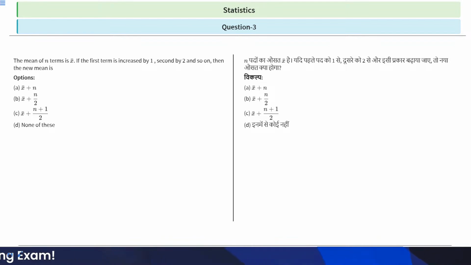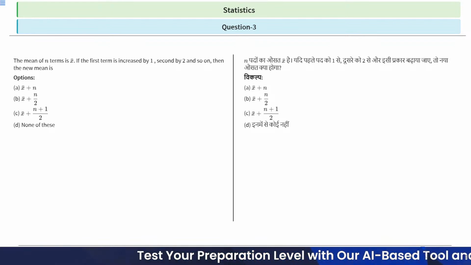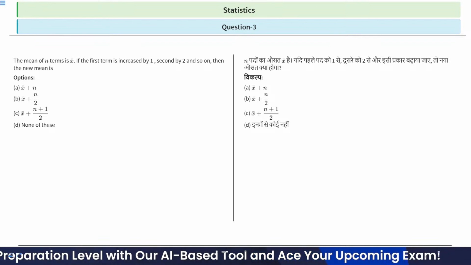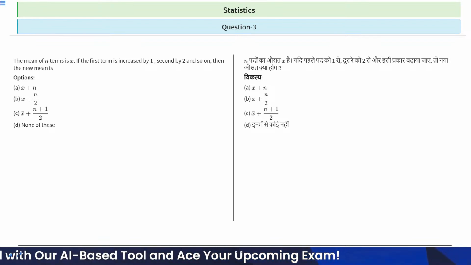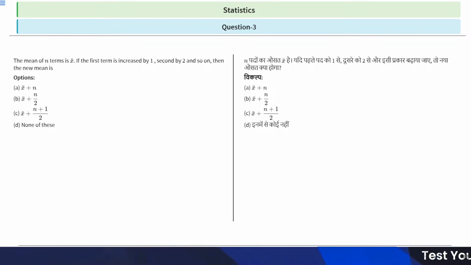So the hint of this question is the mean of n terms is given, x bar. So we will apply the formula of mean of n terms, which is summation of xi, i equal to 1 to n, upon n, is equal to x bar. And if the first term is increased by 1, second term by 2, so the nth term will be increased by n. So we will have to calculate the new mean.